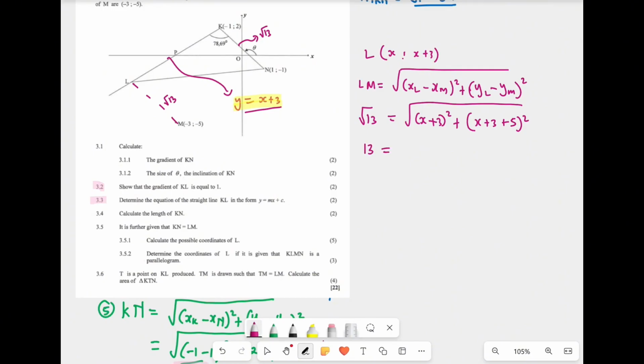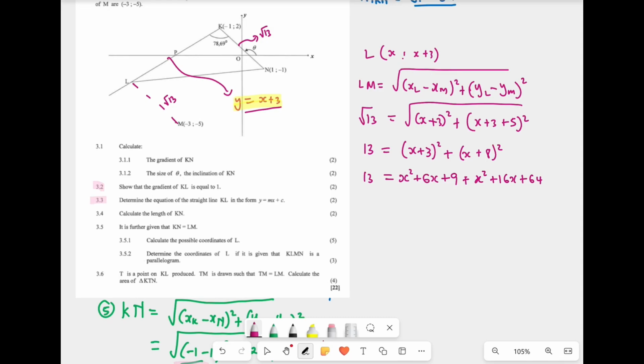So I will remain with 13 is equal to, now I have X plus 3 all squared plus X plus 8 all squared. And then again, I can remove these brackets. So we have 13 is equal to X squared plus 6X, and then plus 9. And the second bracket, if I remove it, I will get plus X squared plus 16X, and then plus 64.